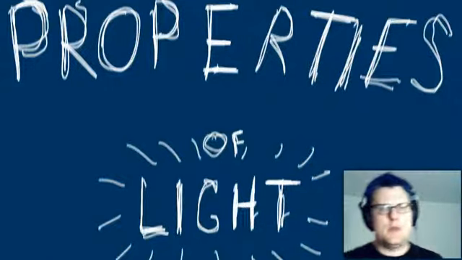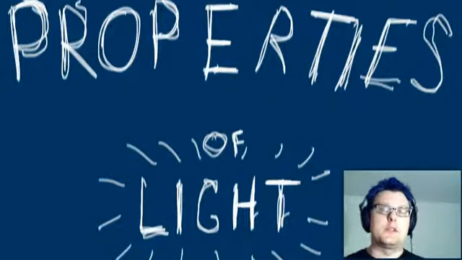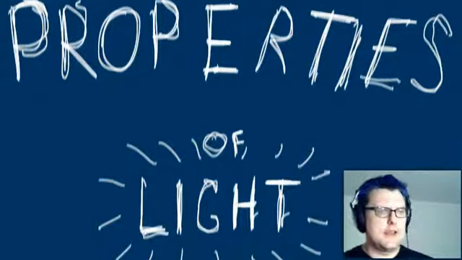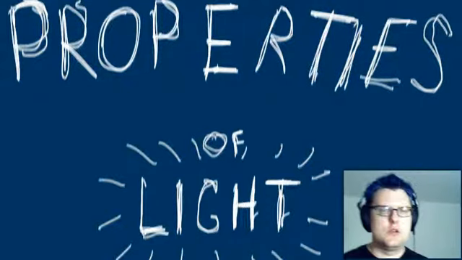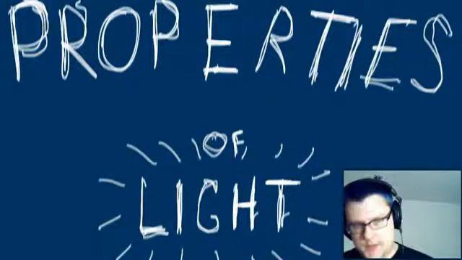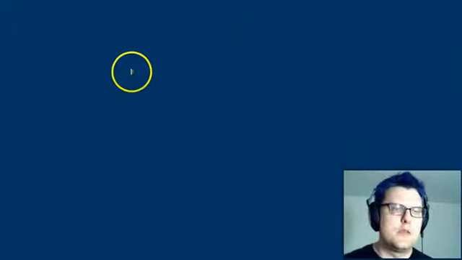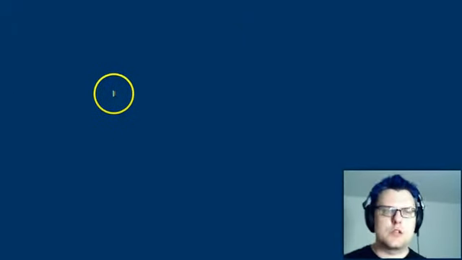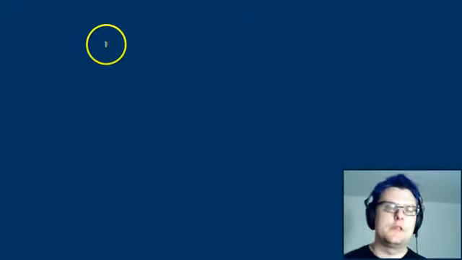Light can be described through four basic properties. When you want to describe what a light is like and how you want it to behave, you can use these four basic properties. And those four basic properties are the brightness or power, the direction, the color, and the quality. So let's start with the first one.